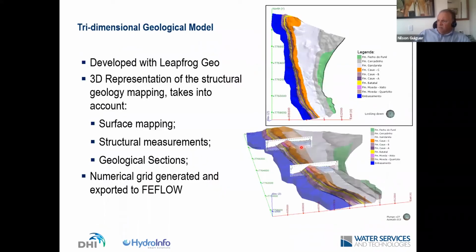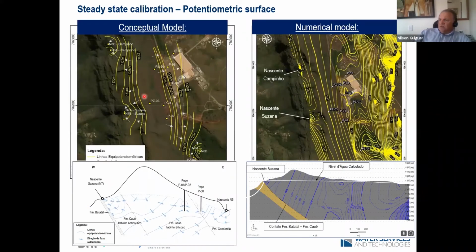We have developed a model in Leapfrog, as we do a lot of times these days, either using GeoModeler or Leapfrog. Those are the two main ones we use for geological models. We developed it in Leapfrog, exported the grid to FeFlow, and we built the Leapfrog model because we did some structure mapping, geological sections and surface geological maps. We calibrated this model, and this is the end result.